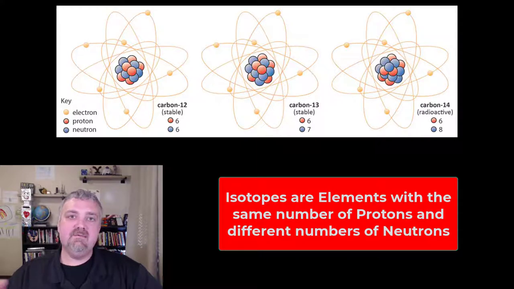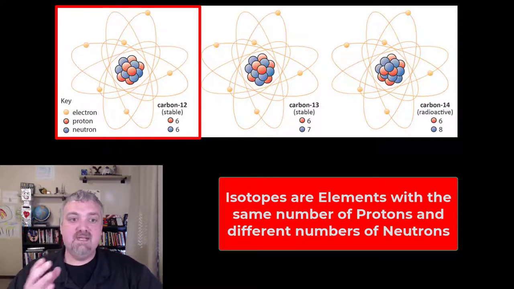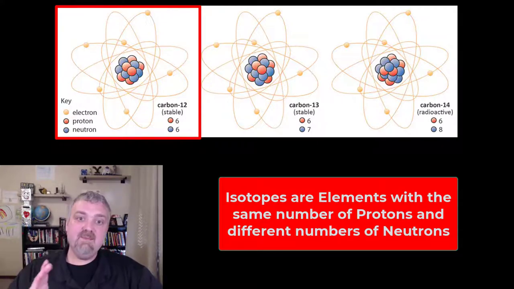So here you see three different versions of carbon. The standard isotope or version of carbon is going to be carbon 12, or 12C. It's called that because its mass number is 12. It has 6 protons, which makes it carbon, and 6 neutrons. So 6 plus 6 is 12 there. That's going to be a very stable version.